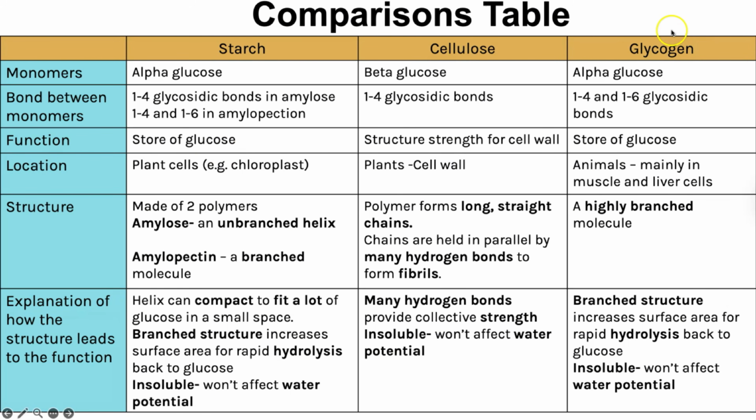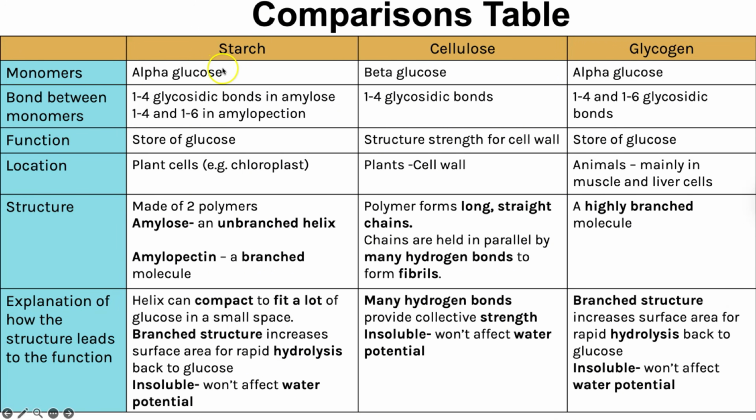Now, as we go through this table, you will notice that everything we say for starch is very, very similar to what we say for glycogen. And that's because these two molecules are structurally very similar, because they both perform the same function. It's just starch performs this function of being a glucose store in plants, whereas glycogen is a glucose store in animals. So there are a lot of similarities between these two. Cellulose has got a completely different structure because it's got a completely different function. So bear that in mind as we go through.